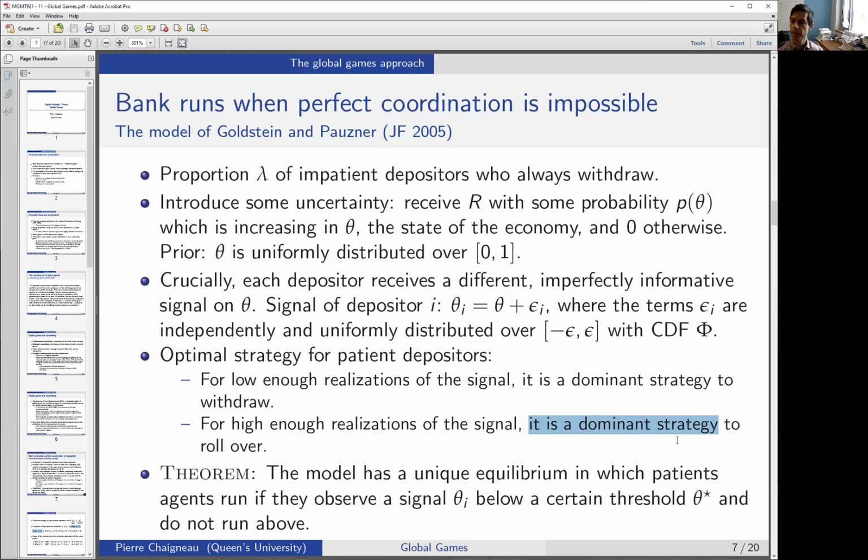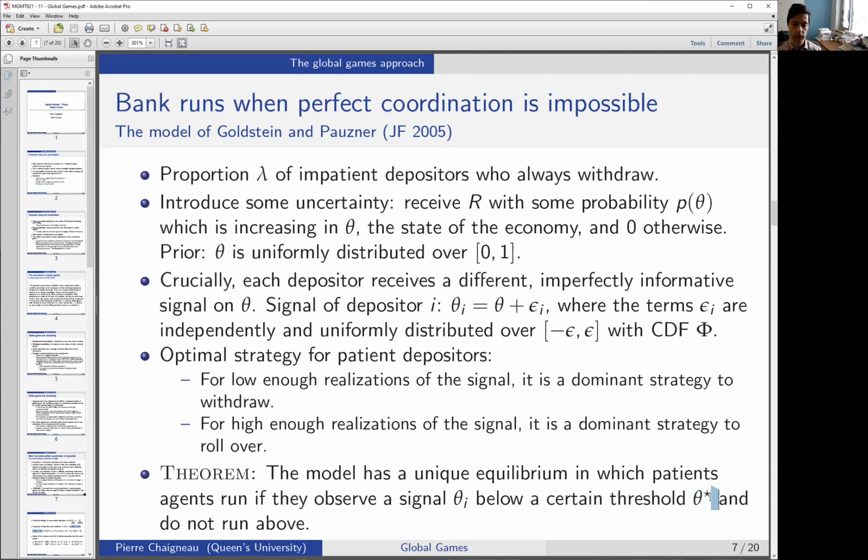But now, of course, the interesting thing is what's going to happen in between these two extreme cases, when the signal is very low and when the signal is very high. What we can show in this type of model is that there's going to be a so-called threshold equilibrium in which patient depositors are going to withdraw their funding, they're going to engage in a bank run, if and only if their signal theta i is below a threshold theta star.